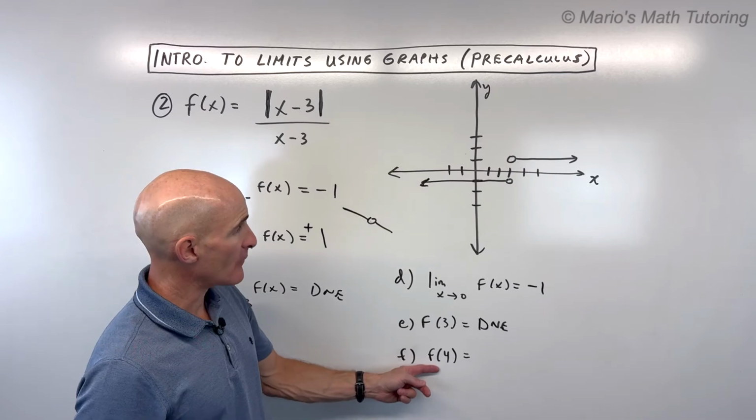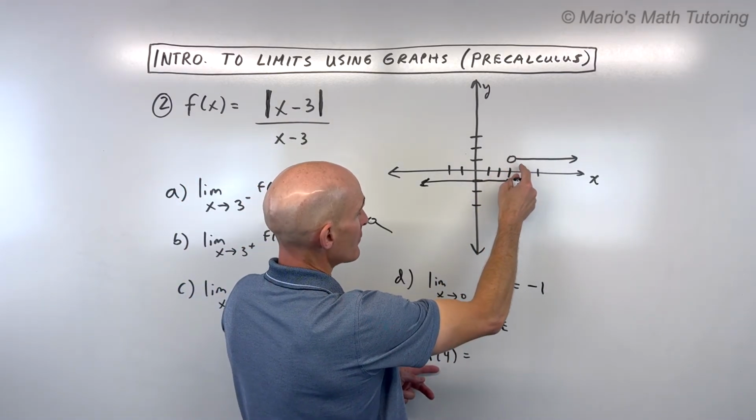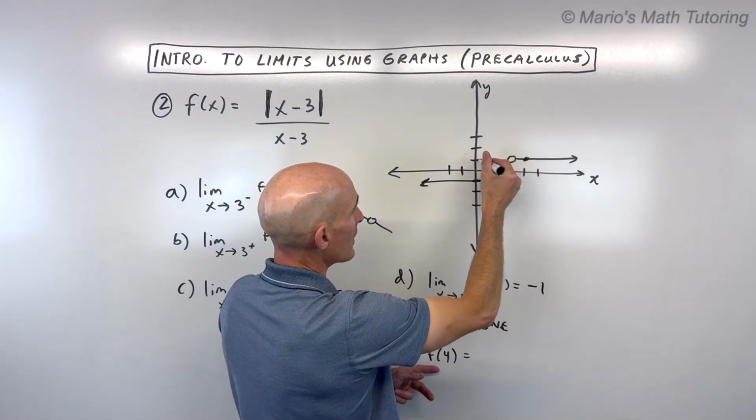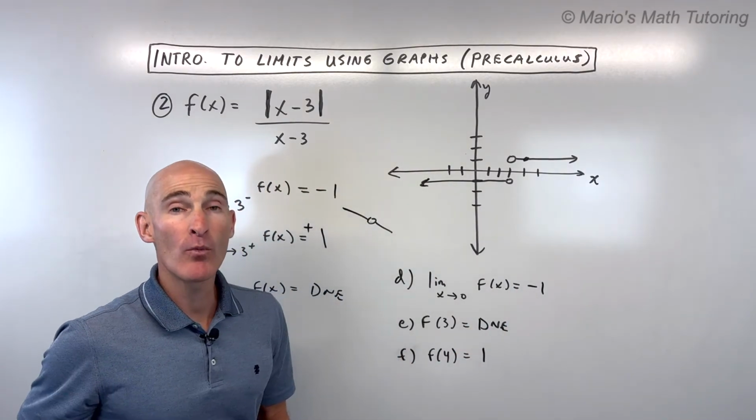And lastly, what's f of 4? 1, 2, 3, 4, that's right here. We go up to the graph. Remember, f of x is like saying, what's the y value? You can see right here, we're at a y value of 1. Let's take a look at one more example.